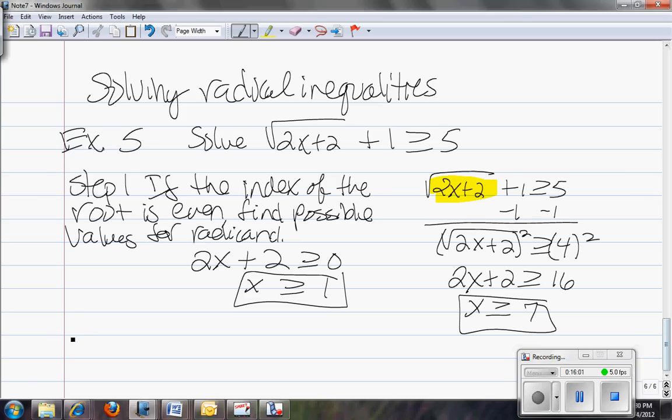Here's one more for you to try. 1 plus the square root of 7x minus 3 is greater than 3. Try that on your own and bring your completed notes in tomorrow.